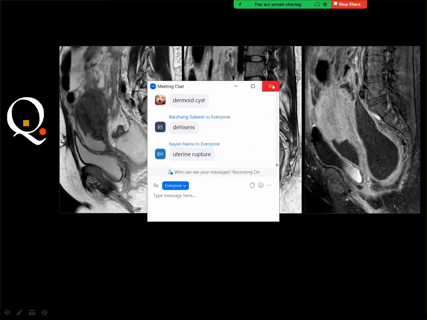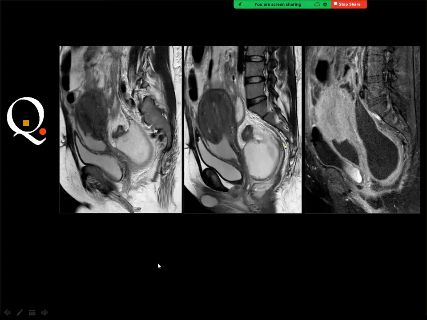Yes, the answer is right, and this is uterine rupture. You see here that there is a big defect in the anterior wall of the uterus with some fluids surrounding the uterus from anterior and posterior. This is, of course, the urinary bladder containing some of the injected contrast material, because this is T1 post contrast with fat suppression, and this is T2 weighted images.